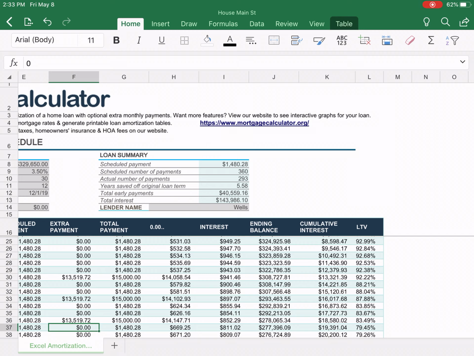I'll see what works, because after I get to 80%, I'll see if I could get a HELOC, or if I can't, I'll see what works. I don't know what will work, but anyway, this is one calculator that I use.